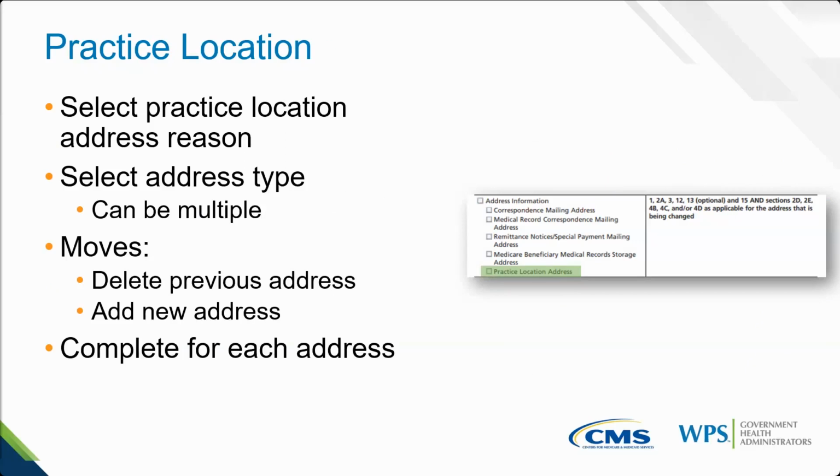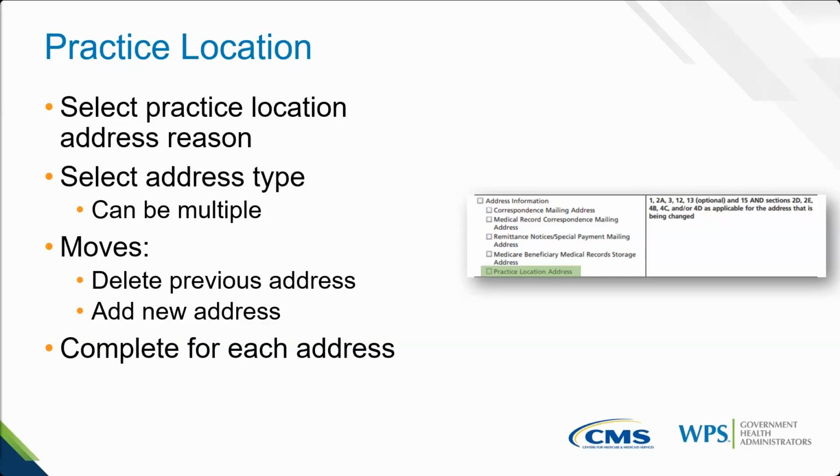When you're filling out the paper application, address information is going to give you some choices, and we're going to talk through a couple of address changes here, but you need to tell the application which address is changing. That helps narrow it down for the MAC. That helps the application make a little bit more sense as far as what needs to be completed.